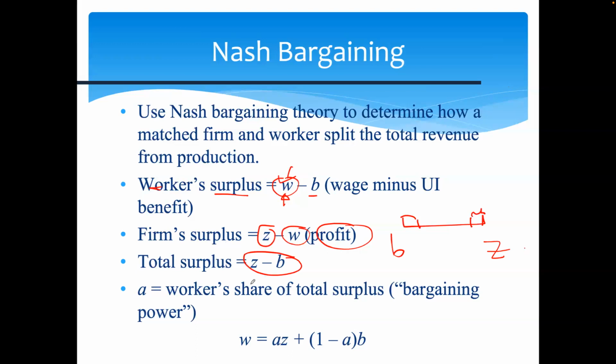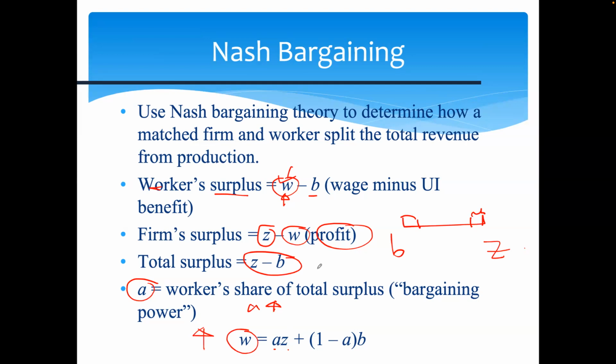We use A to denote the bargaining power of the worker. This is just a simple way to say that. So the wage is going to equal A times Z plus 1 minus A times B. Meaning, if the worker has more bargaining power, A increases, and then the wage increases. If the worker has zero bargaining power, let's see what happens: naturally the firm is going to set the wage at B, right? So you are just the same as unemployed.